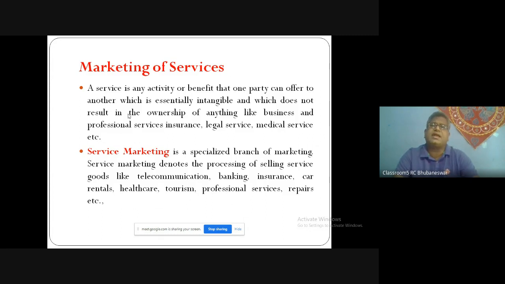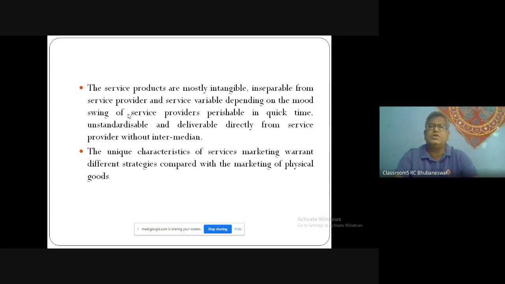Another type is the marketing of services. Nowadays, if you talk about medical service, legal service, insurance service, professional service, a service is an activity or benefit which one party offers to another party, and it is intangible. It is also a specialized type of marketing. For example, you can sell banking products, insurance products, telecommunication products, health products, tourism products and professional services. These are related to service marketing.